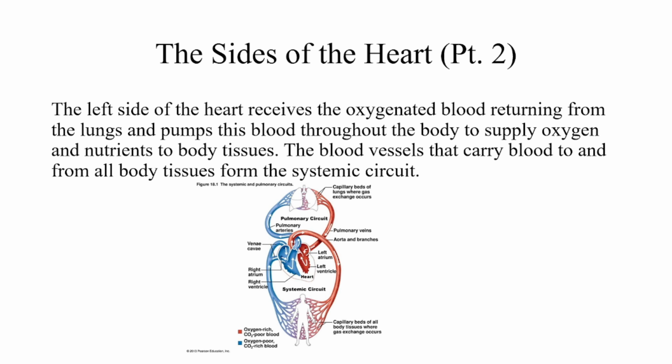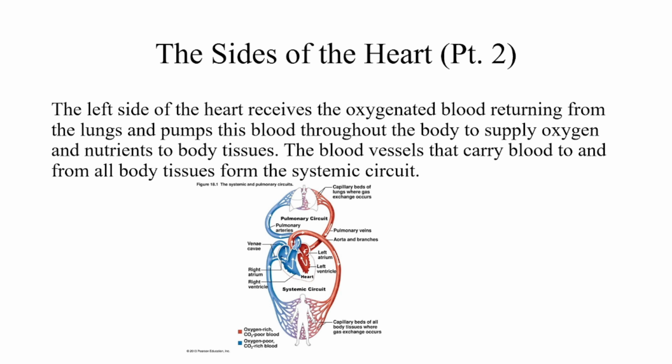Okay, now moving on to the left side of the heart. The left side of the heart receives the now oxygenated blood. On this side you have oxygen-poor blood that goes to the lungs, and once it's filtered through the lungs, it becomes oxygen rich. As you can see by the legend being red, this is oxygen-rich blood now. The left side receives the oxygenated blood returning from the lungs and pumps this blood throughout the body to supply oxygen and nutrients to body tissues.